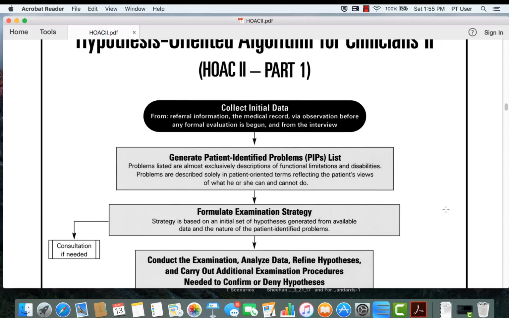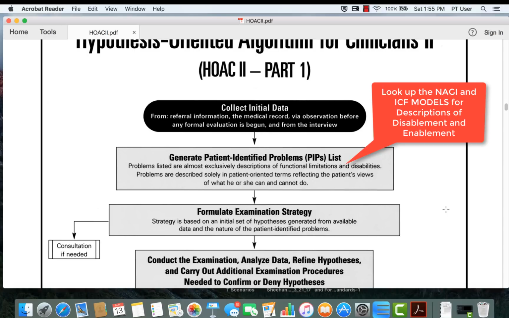Now let's go to that first sentence in that box, the PIP box. I just mentioned that it's functional limitations and disabilities. What is that? Well, we have a couple different models that we need to consider, and since we're using the terms functional limitations and disabilities, I'll focus on the other 2 terms of this disablement model, which are pathology, impairments, then functional limitations and disabilities. Specific to these 2 terms, here are some examples.